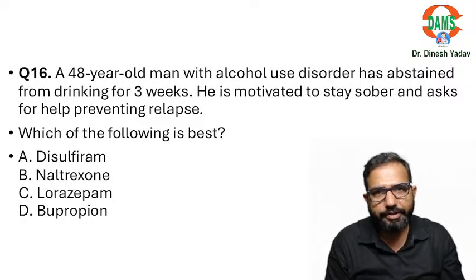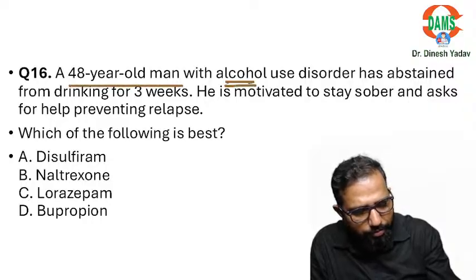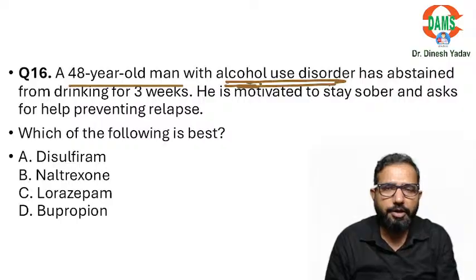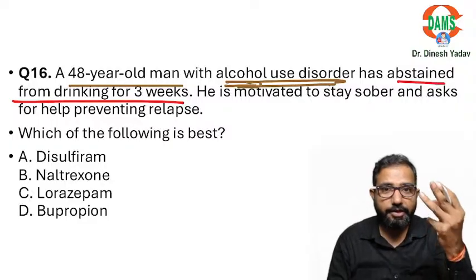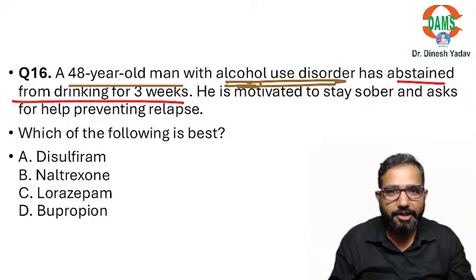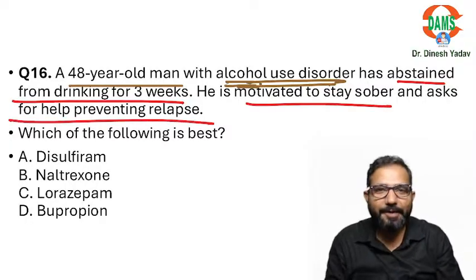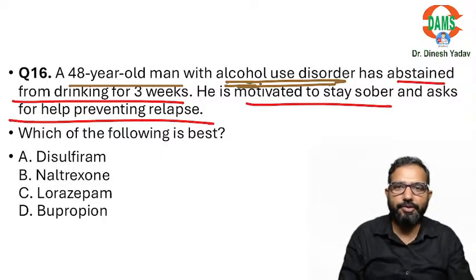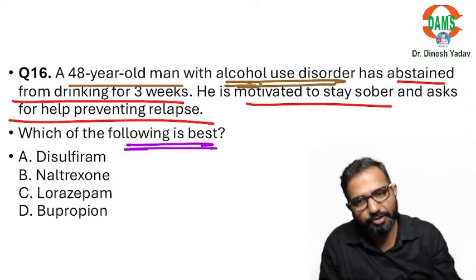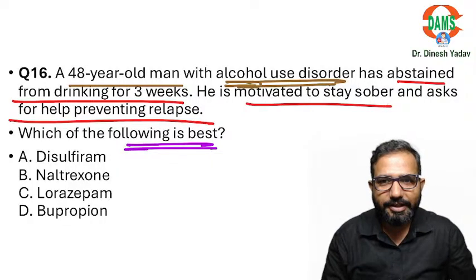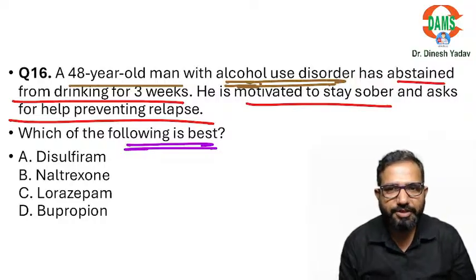Okay, let's see the next question. A 48-year-old man with alcohol use disorder, one of the common substance abuses, has abstained from drinking for 3 weeks. He has not had a drink for 3 weeks. He is motivated to stay sober and asks for help preventing relapse. He has been motivated, but now the help is asked to prevent relapse. What is the best drug? Which drug is best? Options are disulfiram, naltrexone, lorazepam, bupropion.